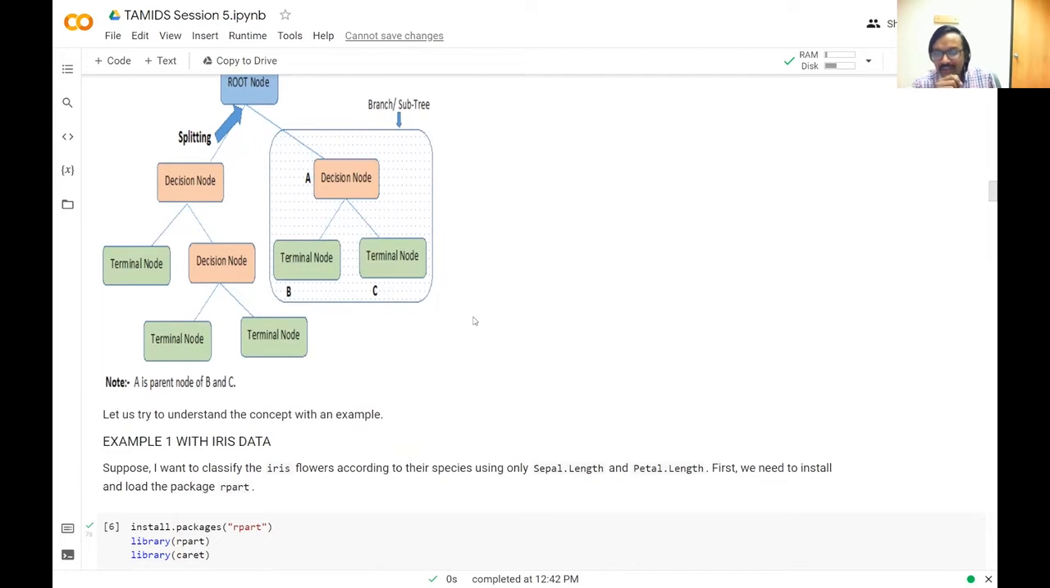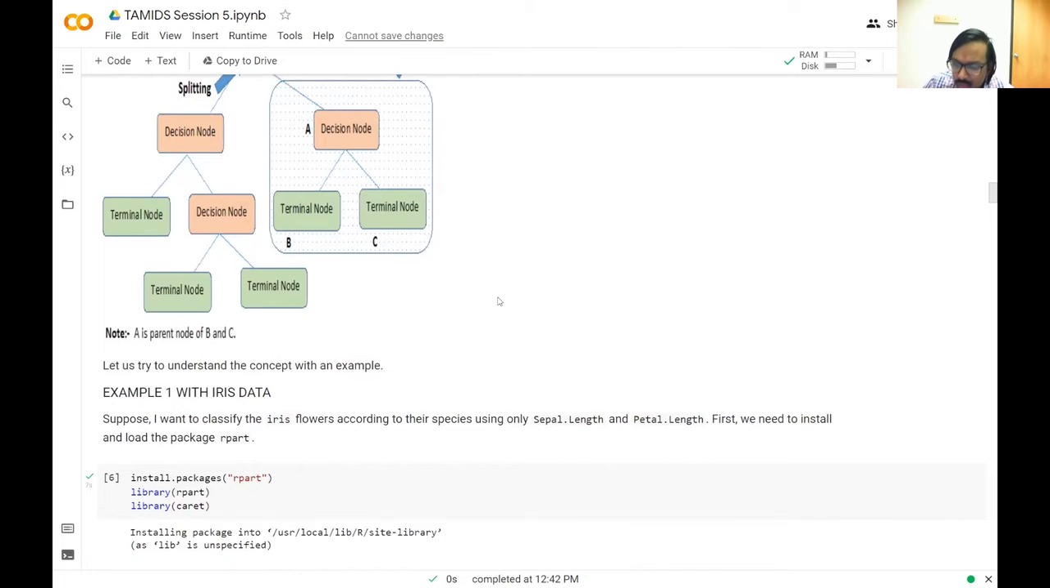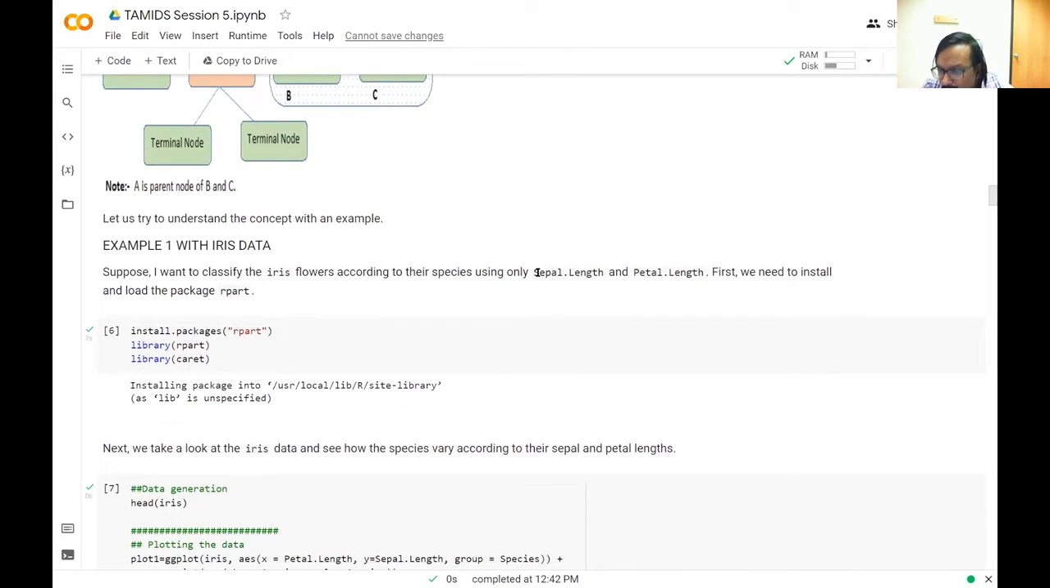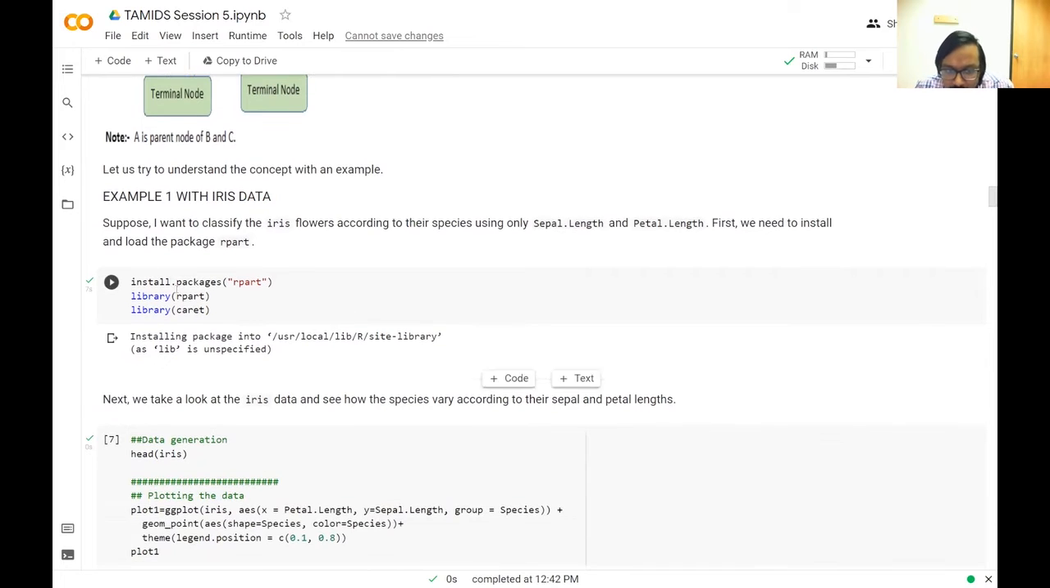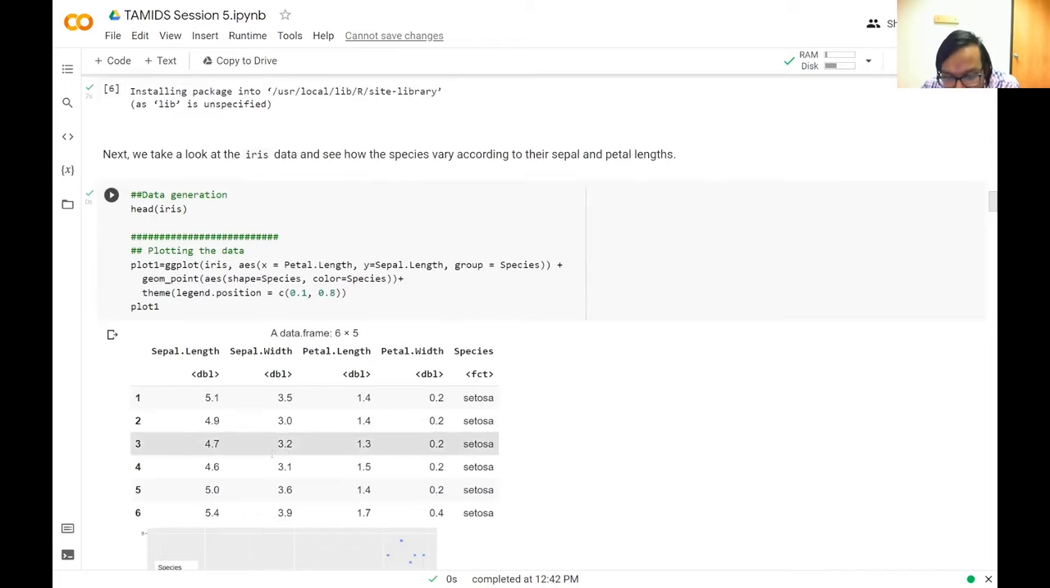Let us go back to the iris data. Now for visualization, I'm going to use only sepal length and petal length to be the two features. Before we move any further, we need to install and load the rpart package. So please install it if you are working through. And we once again have a look at the iris data. We see that we are looking at the first and the third columns, the sepal length and the petal length, and we are still trying to classify the species.